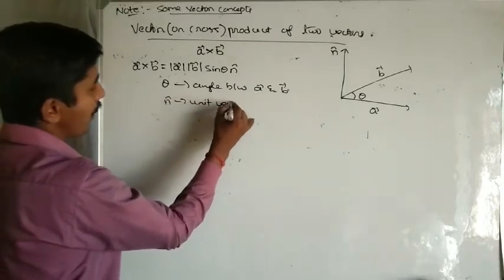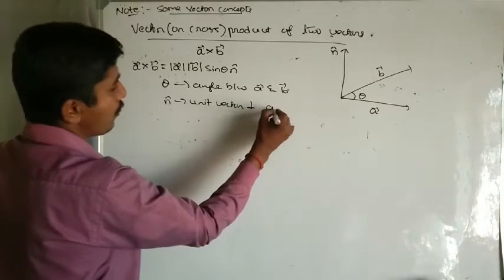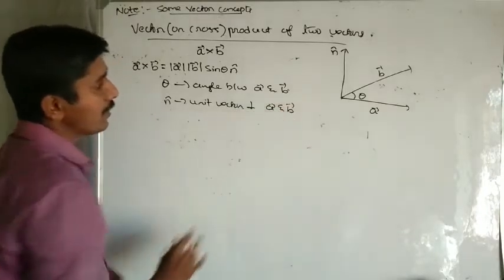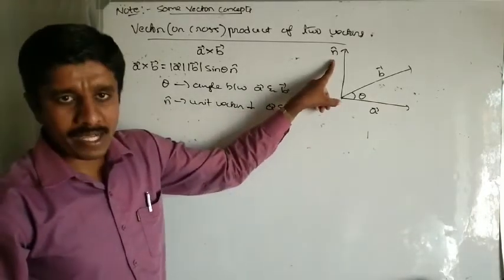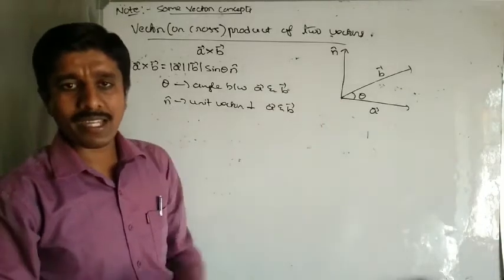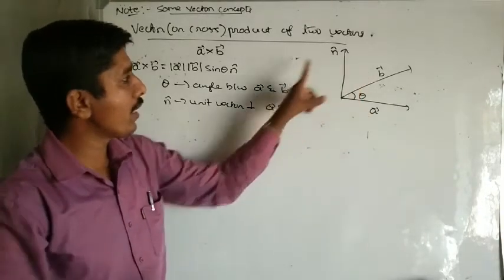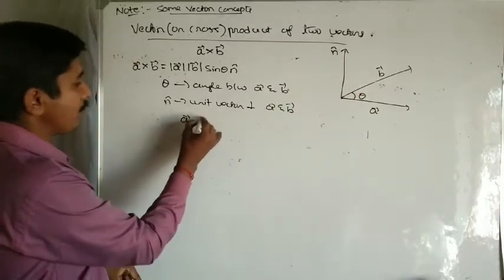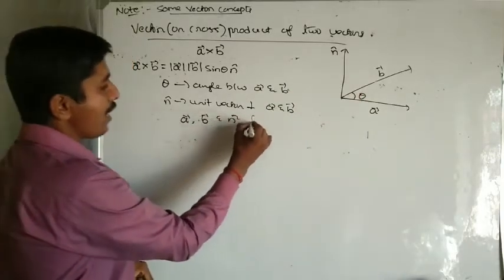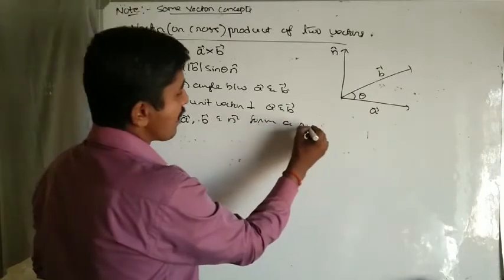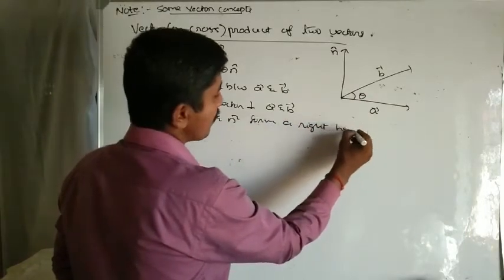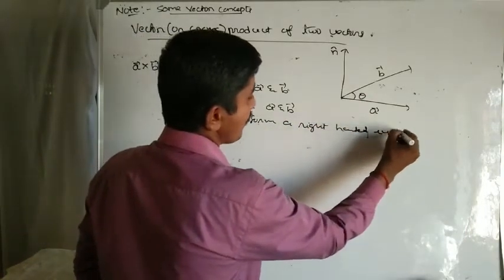It is a unit vector perpendicular to both vector A and vector B. N cap is a unit vector perpendicular to both vector A and vector B. Therefore, we say that vector A, vector B, and vector n cap form a right-handed system.